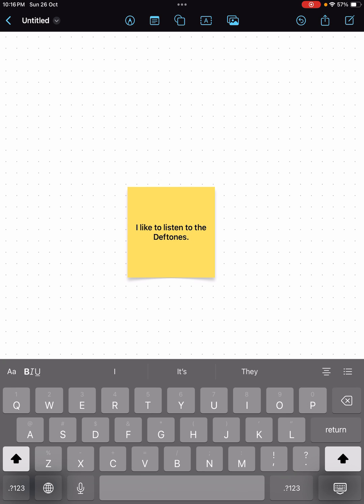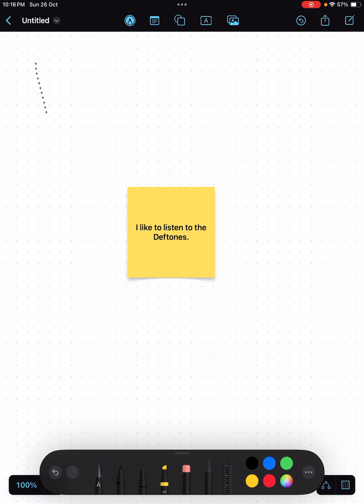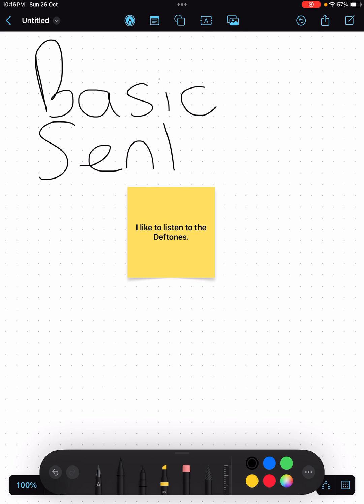However, I haven't explained why I like to listen to the Deftones. So it's not a complete sentence, is it? I can write. I'm getting used to this program. This is a basic sentence.